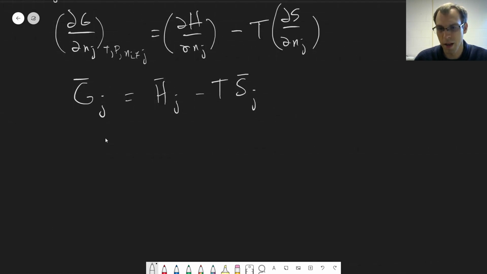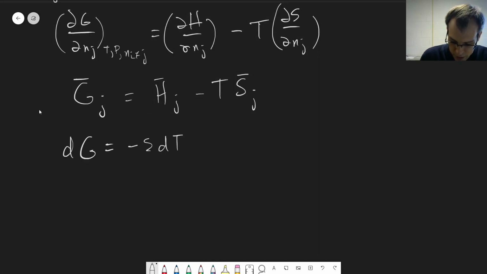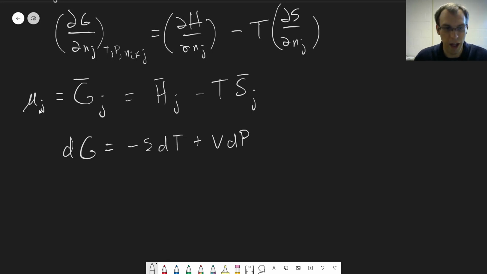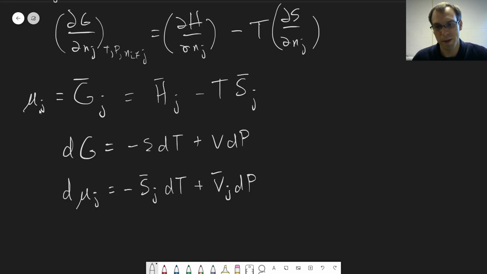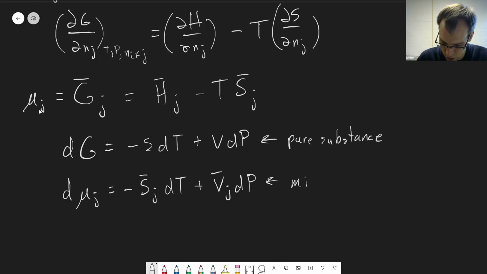If we want to think about an analogy to dG equals minus SdT plus VdP, we can rewrite this in terms of partial molar quantities. So the partial molar Gibbs energy, just as a reminder, is the same as what we call the chemical potential of substance J. So we can say that d mu J is equal to minus S bar J dT plus V bar J dP, right? We can just rewrite everything, just like for a pure substance, but now in terms of partial molar quantities. This version is for a pure substance. This version is for a mixture.